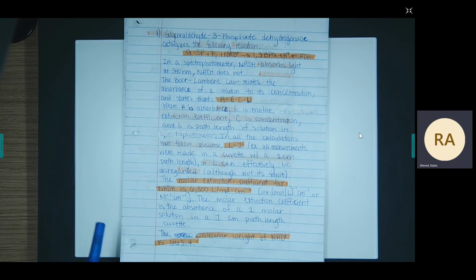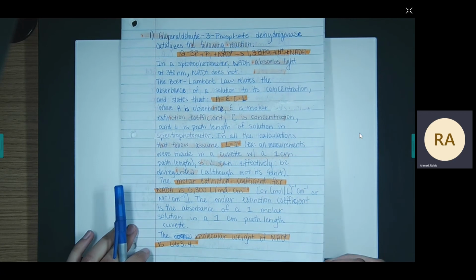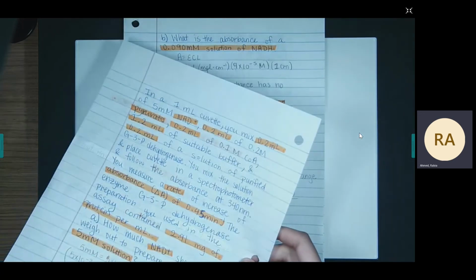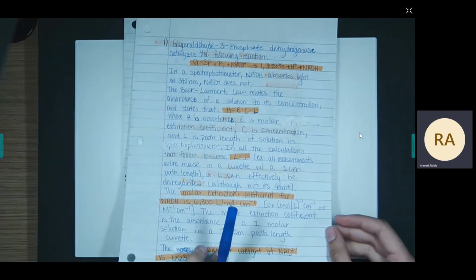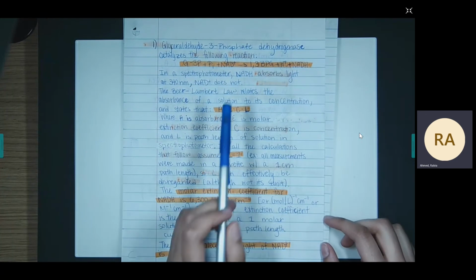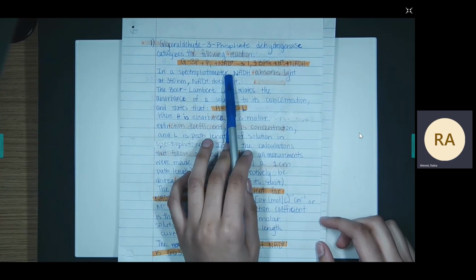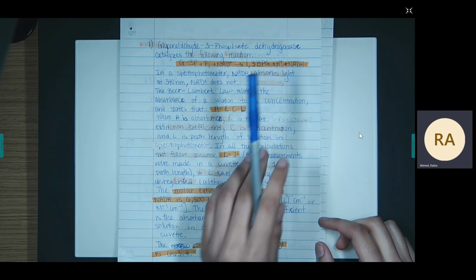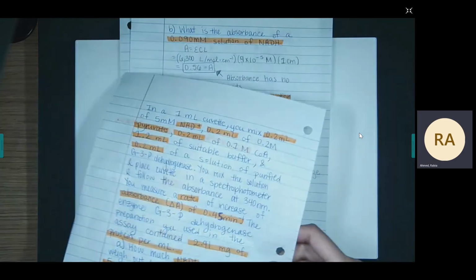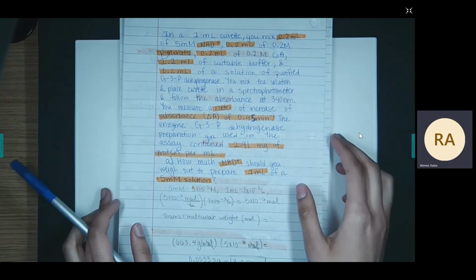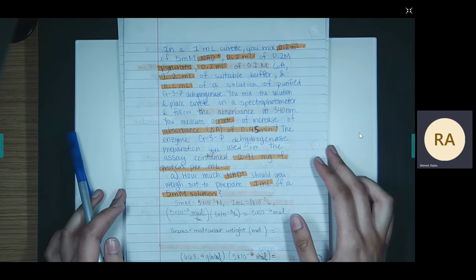The molecular weight of NAD+, which is given to us, is 663.4. Also remember that dehydrogenase is an enzyme, and usually what it functions to do is reduce NAD+ to NADH. So this is the continuation of this problem.